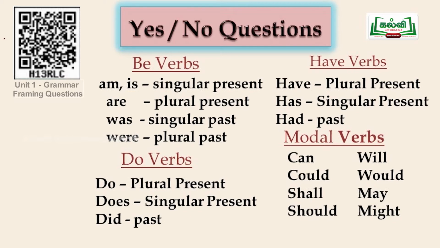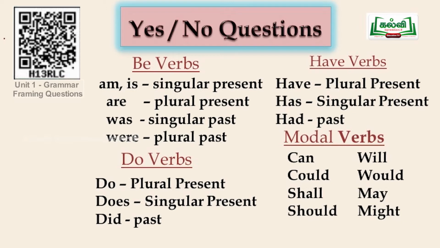So, you know, 4 auxiliary verbs are there. Be verbs, do verbs, have verbs and modal verbs. If you use these 4, then it is a yes or no question. Let's see. First, be verbs. What are be verbs? Am, is, was, are and were.